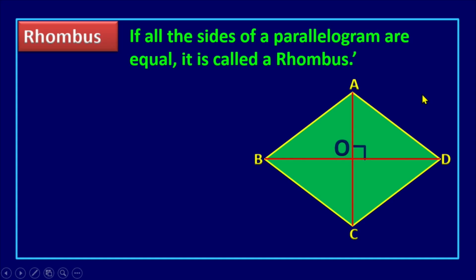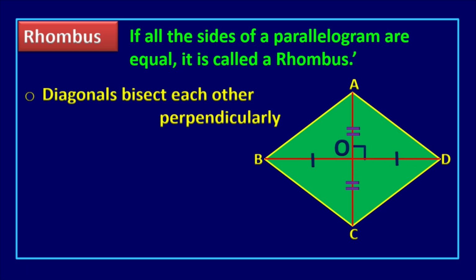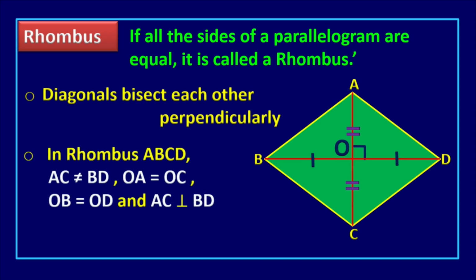So now in this, the diagonals bisect each other perpendicularly. This is a very important property you need to remember, children. That means this point O will become midpoint of AC as well as BD. That means I can say OB equal to OD and OA equal to OC. Apart from that, if you notice angle AOD, angle AOB, angle BOC, angle COD, all are equal to 90 degrees. So diagonals bisect each other perpendicularly, and I already told you the meaning of bisecting each other.